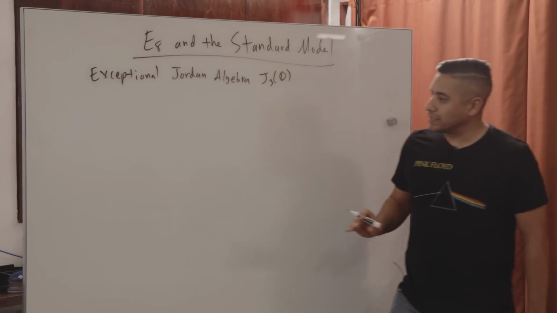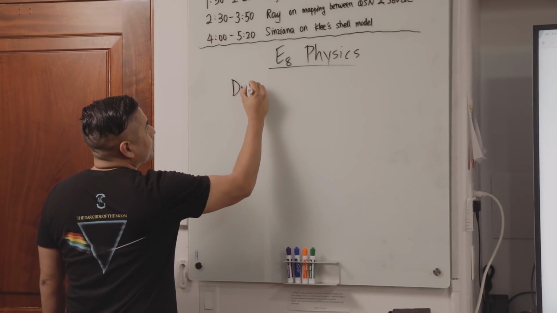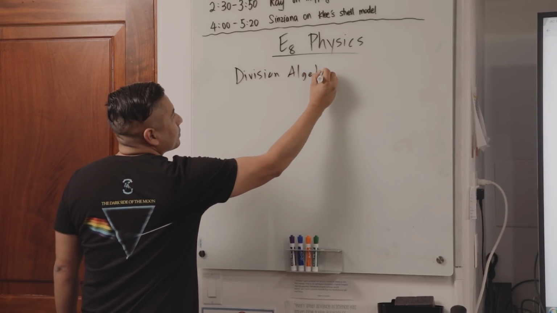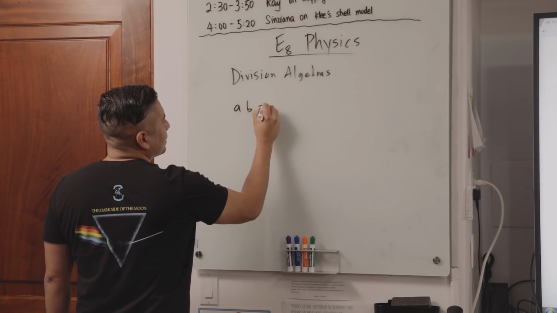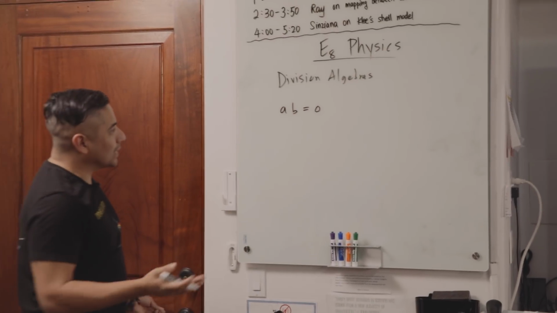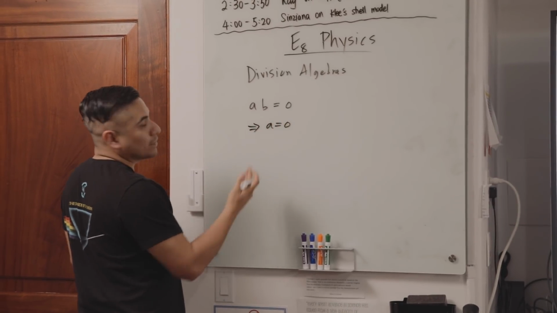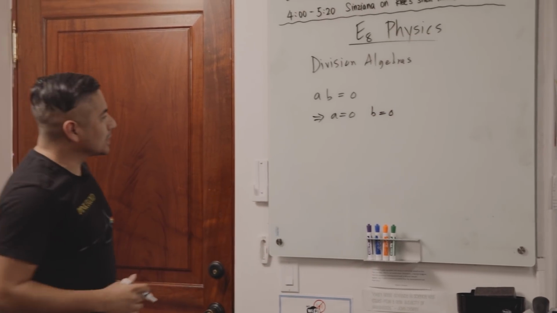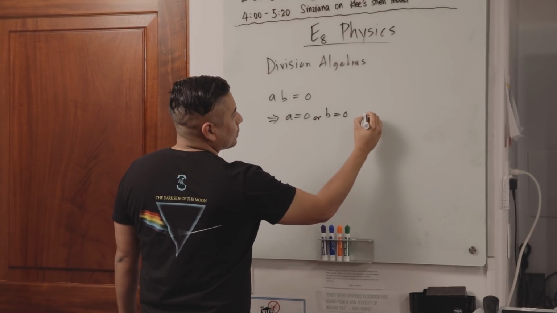Okay, so the octonions, if we recall, are division algebras. These are algebras such that this property, A times B equals 0, implies that A is 0, or B is 0. This is what we expect. This is what we've been accustomed to and to expect in algebra. Or they're both 0, right? Or both.